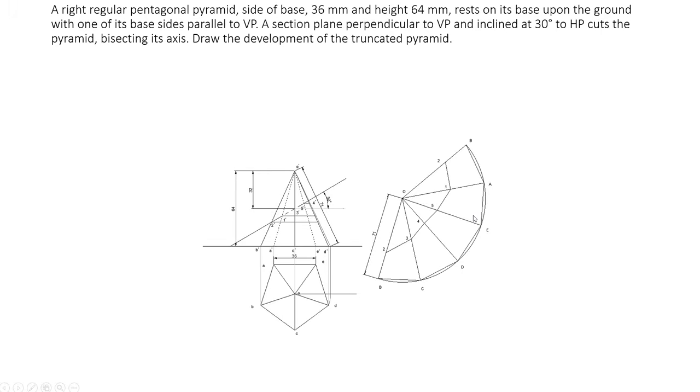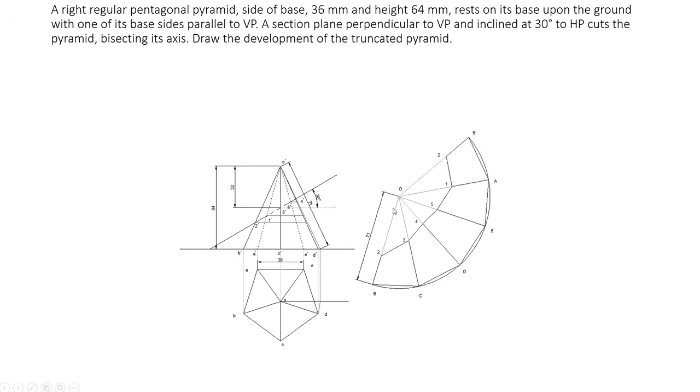Now you can see here, you have to darken those lines. This is the sectioned portion, so those lines should be thin lines. You can use a thin line to represent those lines, whereas connect these lines using a dark line. So all these lines should be dark lines. So this is how you draw the development of a truncated pyramid. Hope you understood how to draw this diagram. Thank you very much for listening to this video.